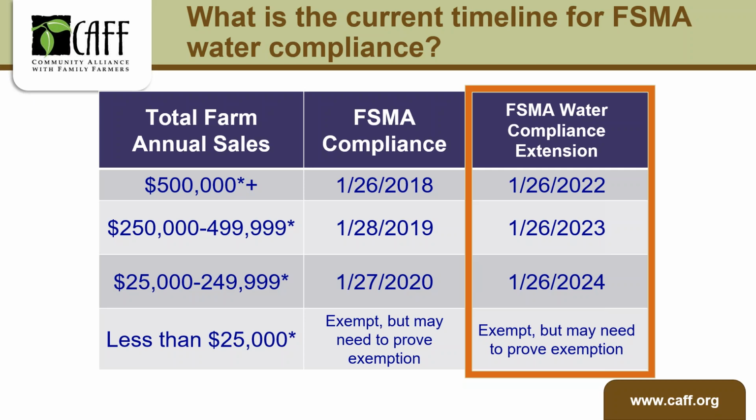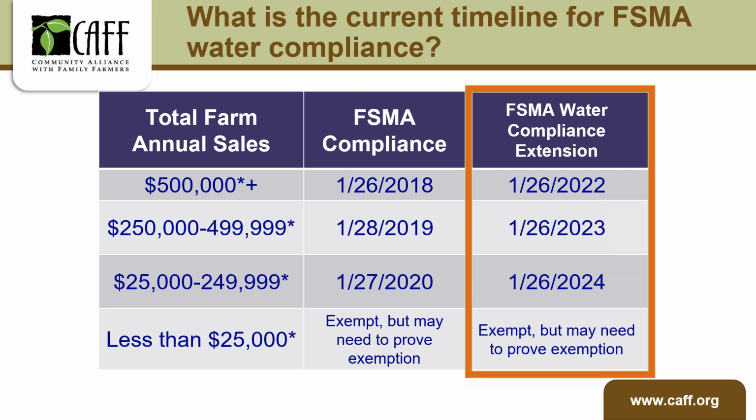So what is the current timeline for FSMA water compliance? Or what is the current timeline for FSMA agricultural water compliance? Well, for the different farm annual sales categories, there are different dates for when that farm would need to be in compliance with the FSMA water requirements. If the farm is considered large under the law, which is farms that have over $500,000 in sales, those farms have until January 26, 2022 for FSMA water compliance, because there's an extension on that timeline for the water requirements for the law. And then you can see here that this is tiered, so there's one additional year for farms in the next category, and then the farms in the 25,000 to 249,999 have until January 26, 2024 for the FSMA part with the agricultural water section.